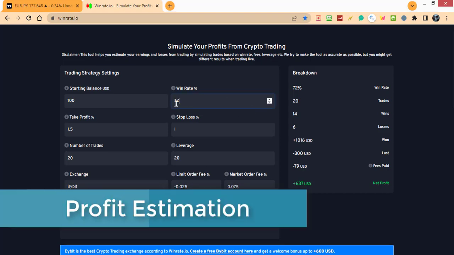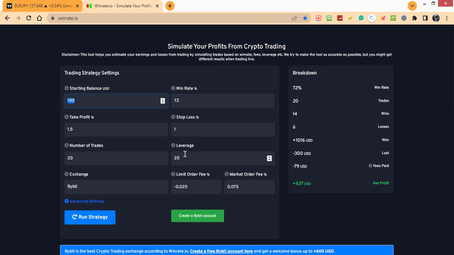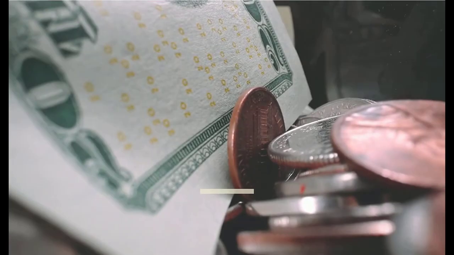So let's calculate some basic profit estimation. Let's suppose you take $100 per trade, using 20x leverage, and only 20 trades. You can make around $650 in a month, and that's a minimum estimate.